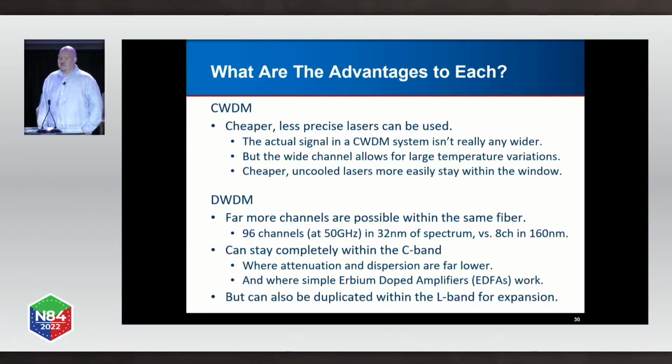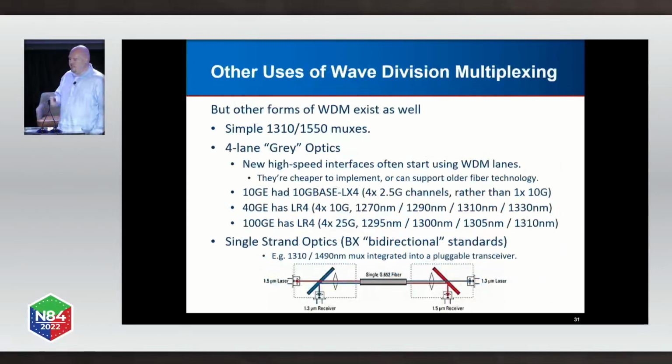With DWDM, obviously you get far more channels and much better engineering, and you get to stay completely in the C-band. The advantage of staying in C-band is that's where you have amplification through what's called an EDFA, an erbium doped fiber amplifier. But yeah, that's the gist of it and why you use it.